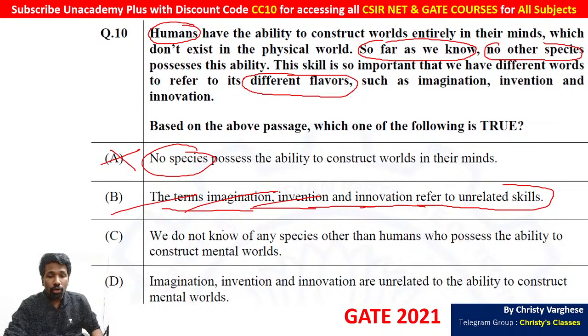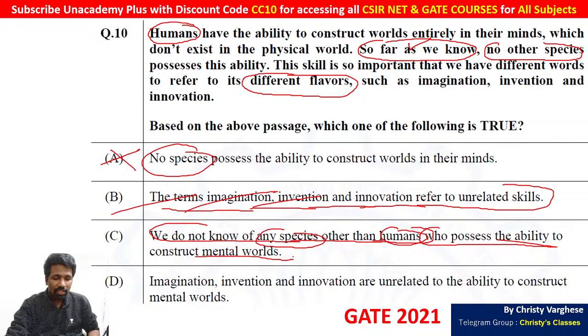Option C, we do not know of any other species other than humans. No other species as far as we know. Maybe our knowledge is wrong, but we do not know it. That is true. Yes, less than, may be true, may not be true. Who possess the ability to construct mental worlds? Yes. Any other species means other than human beings, any other species. That is clearly mentioned here. So option C is correct.